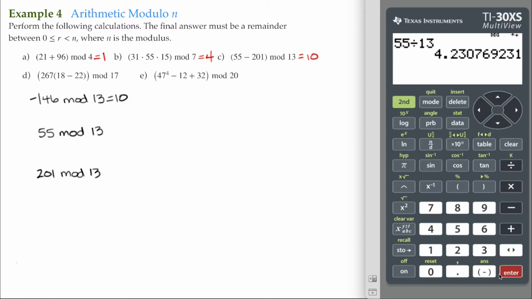4 times 13 is 52. So this is going to have a remainder of 3.